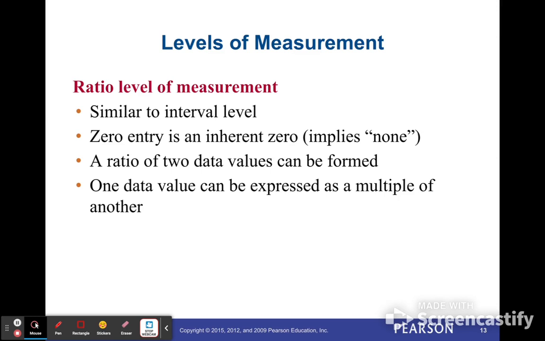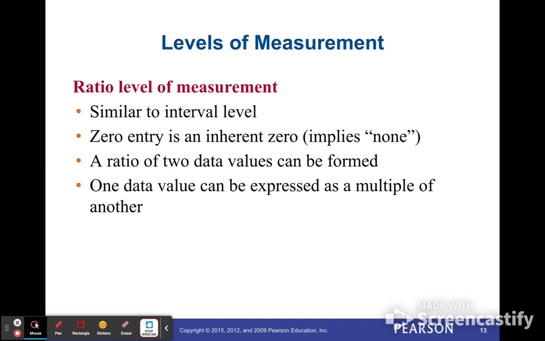Which means, for example, if my height is 100 centimeters, while Mr. Edge has a height of 200 centimeters, I can say that Mr. Edge's height is twice my height. Okay? You cannot do that in interval ratio.